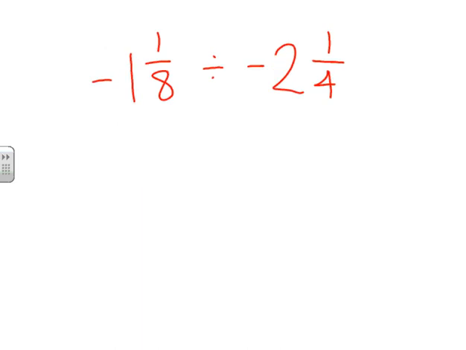Okay, final example for right now. This time we have some mixed numbers, so we need to change them into improper fractions first before we can do anything else. So we're going to do 8 times 1 plus 1 to get negative 9/8. I'm going to leave it as division right now until I've converted everything. 4 times 2 plus 1 is 9. Denominator stays 4. So that's negative 9/8 divided by negative 9/4. Now it looks just like the last example that we did.